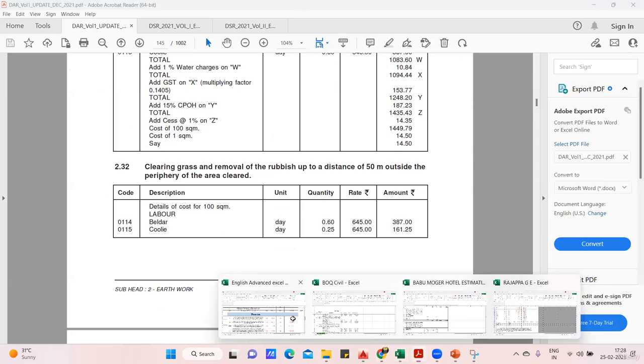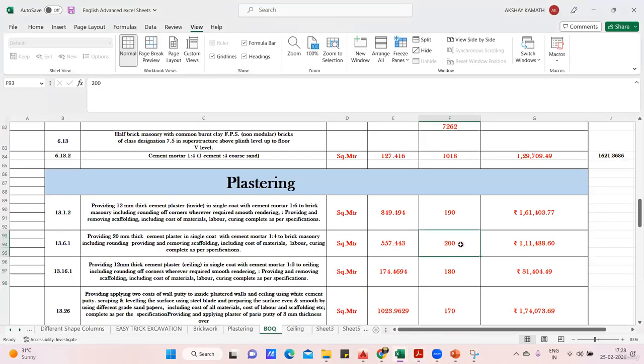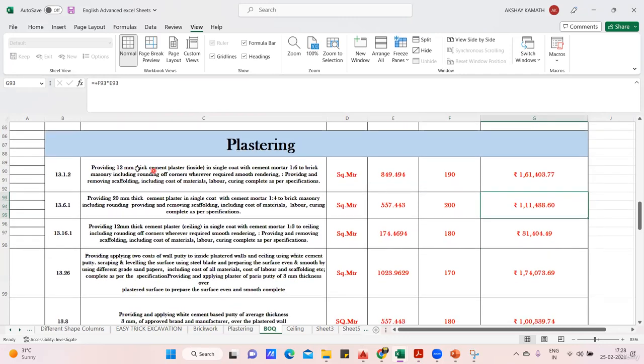You can take any rate, provided the rates are within the permissible value and what others are also charging. According to that only you have to put your rate. You cannot put something like 500 or 600 rupees. No one will give you a project. So 200, and then 557 into 200 will give me 1,11,000. Finish. So I did it for external plastering, for 20 mm thick.